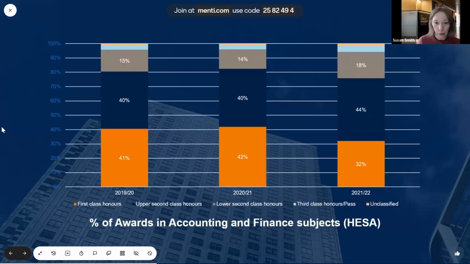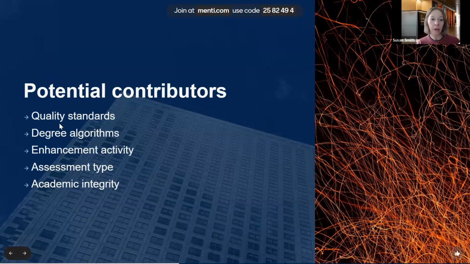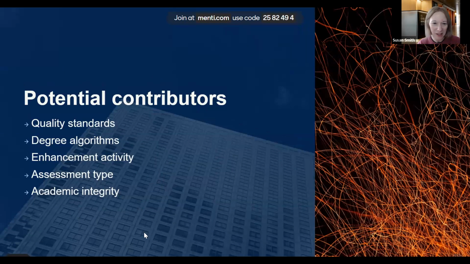So moving on, let's start to try to discuss what could be contributors. I don't think there's any definitive information. Yes, exactly, Darren. COVID and the safety nets provided will have inflated grades. That's true.